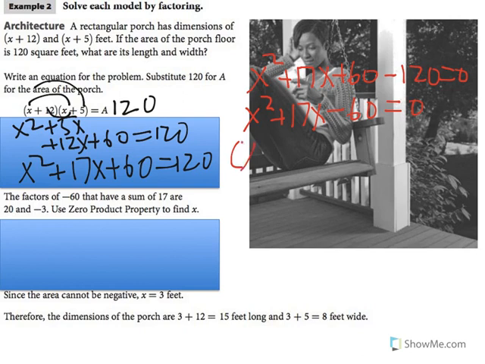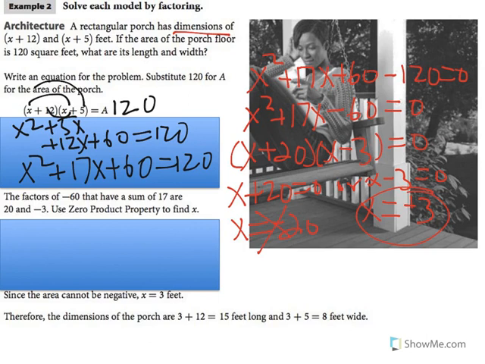So this could be x plus 20 times x minus 3 equal to 0. Solving for x, x plus 20 equal to 0 gives x equal to negative 20, or x minus 3 equal to 0, so x equal to negative 3, my mistake, a positive 3. But we're looking for the dimensions of a rectangle, so x cannot be negative 20, and we cannot choose that. Our answer is x equal to 3.